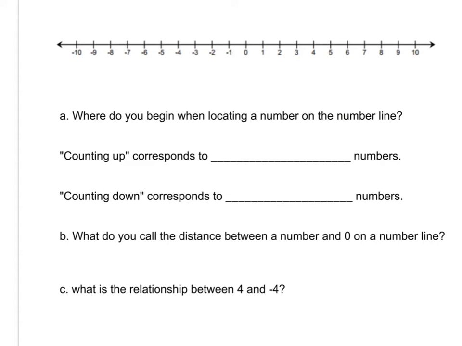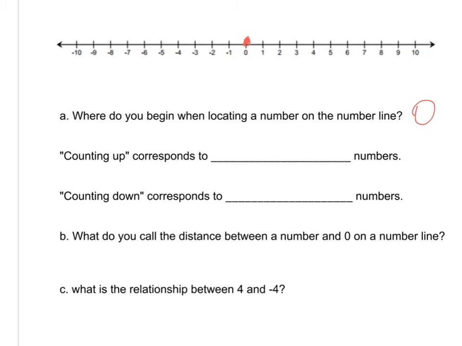Now, here are some tricky questions. So it says in part A, where do you begin when locating a number on the number line? Well, your starting point always is going to be at 0. Imagine football, right? When you're playing football, you always start at 0. And then if you gain 7 yards, you're going to move +7. But your starting point, the amount of yards that you have in the beginning, is 0. So I'm always going to start my number line at 0.